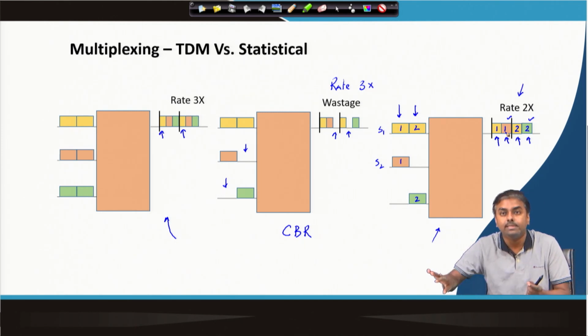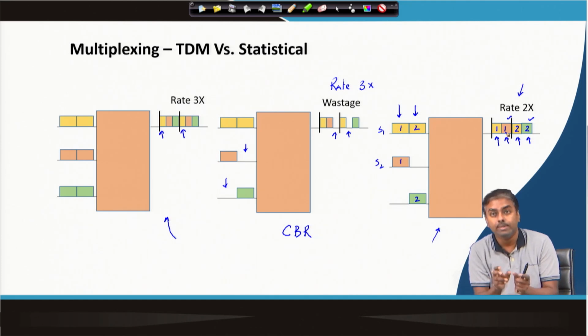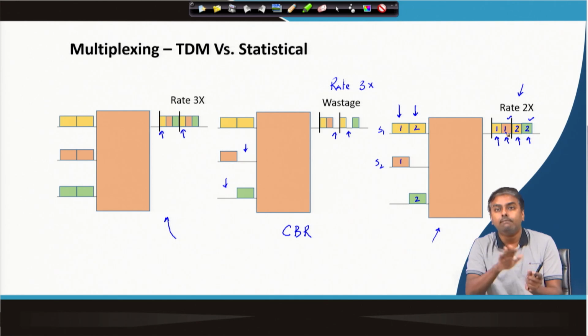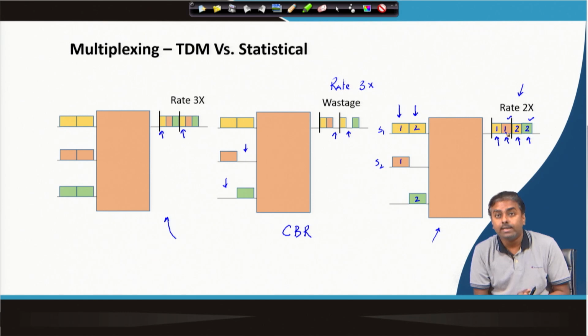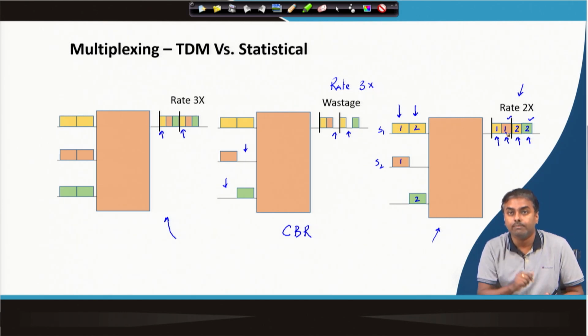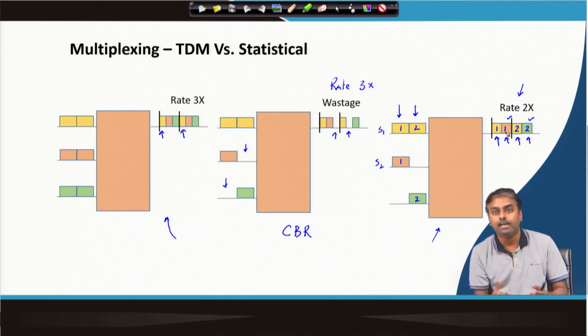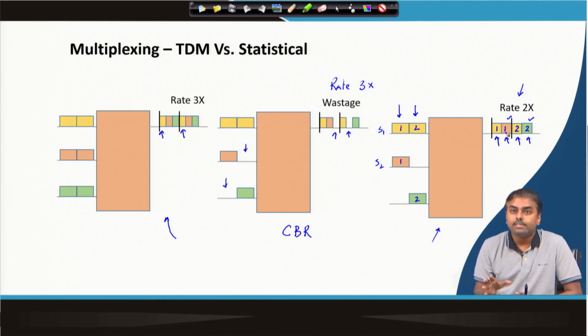You are still multiplexing them, you are still putting them one after another, you are giving distinct, means non-overlapping, locations in the time domain to all the data, but their locations are no longer fixed with respect to a frame. It is more random. Whoever has data, you accommodate them accordingly. So this part is called statistical multiplexing.